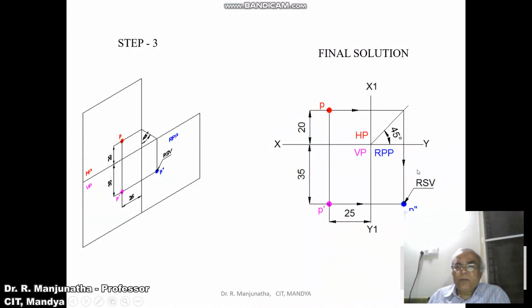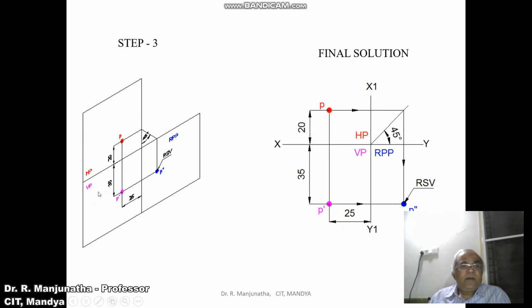Now we are going to solve the problem using the sketchbook. So here first we are going to draw the XY line and then the X1 Y1 line with thin lines and mark XY and X1 Y1. Then you identify the planes. The horizontal plane is above the XY line, so HP is above the XY line. The vertical plane is below the XY line.